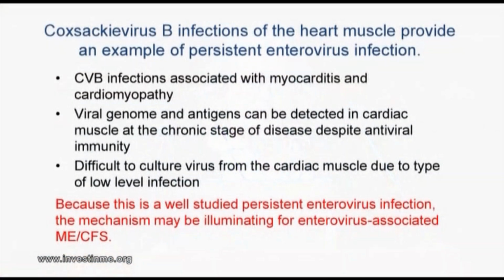The work that I have done has basically demonstrated that during this period, when you have this post-viral syndrome, you're actually having the virus present, but it has evolved to a different form of the virus, one that is not so readily detectable. So what we have found is that not only are the Coxsackie B viruses associated with this disease, but that the virus can be detected at the chronic stage of the disease despite the antiviral immunity.